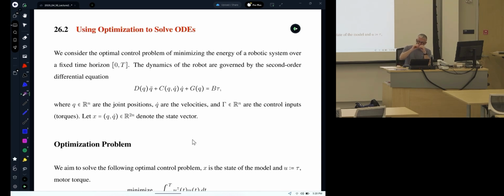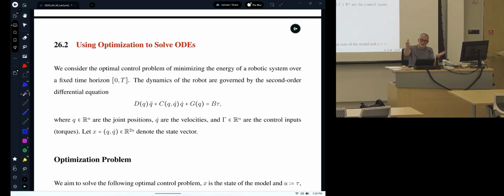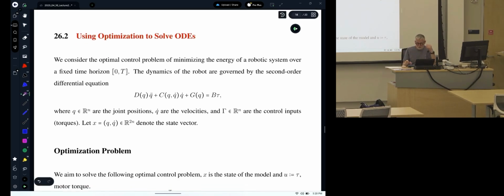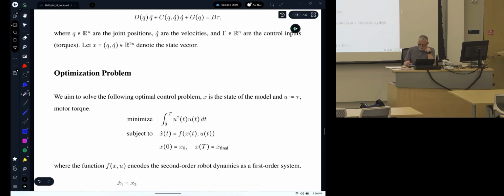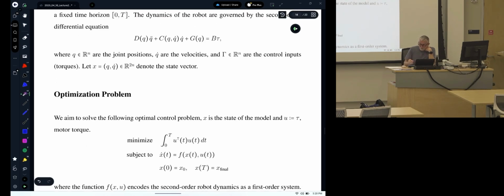We learned how to solve them for a given initial condition using the differential equations package in Julia. But the way we get a lot of our robots to move is we do the following. We set up an optimization problem. So tau here is, say, the motor torques.